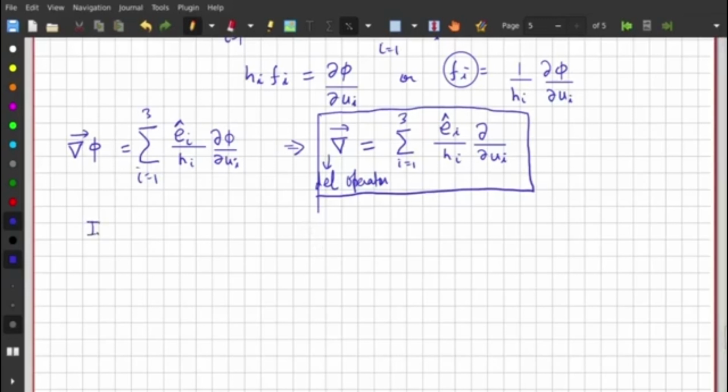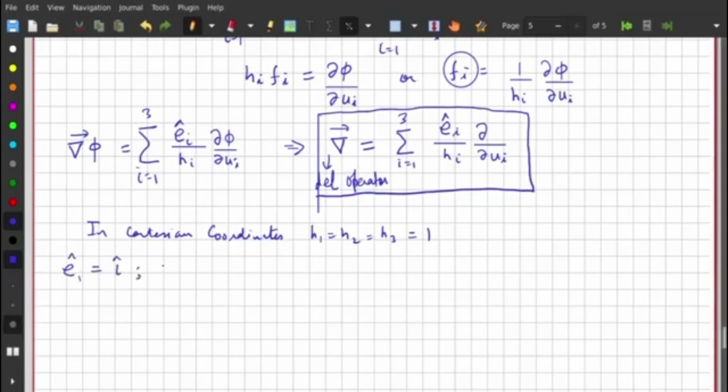In Cartesian coordinates, as we saw before, the scale factors h1, h2, h3 all go to unity, and hence the individual contravariant basis vectors are the unit vectors in the x, y, and z directions. E1 is i, E2 is j and E3 is k.